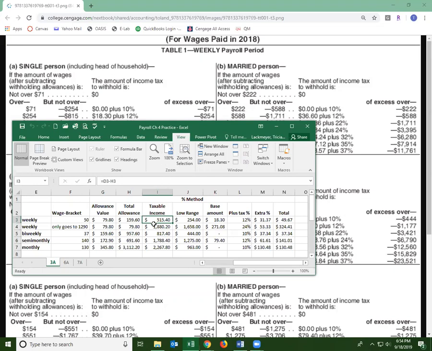Okay, so I took 515.40 minus 254 times 12%. You can see my calculation here. 515.40 minus 254, get an amount, times that 12%. Okay, so this person will have to pay $18.30, that base amount, plus that 12% over 254. So $18.30 plus $31.37. So for this individual, using the percent method, their income tax withheld for this week is $49.67.